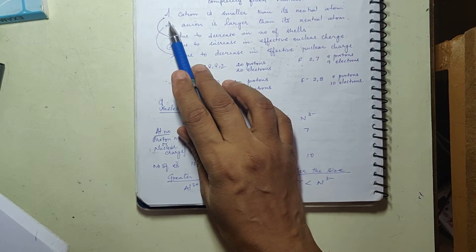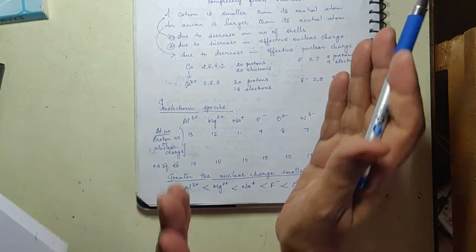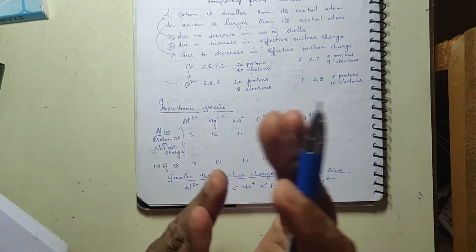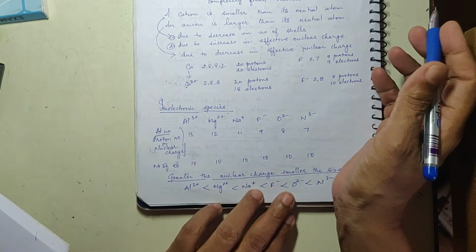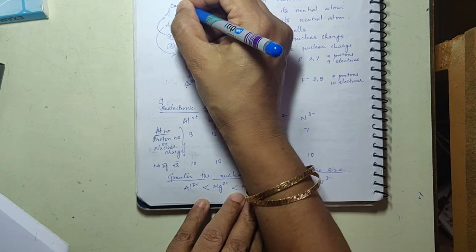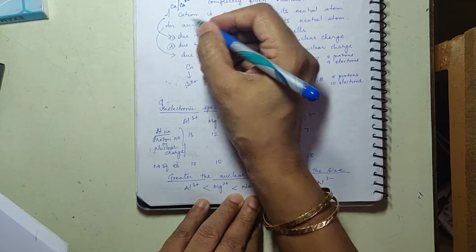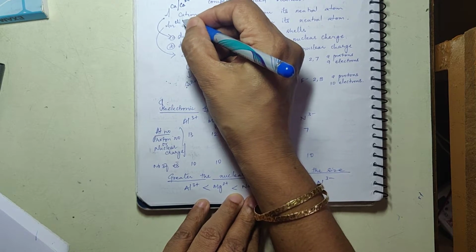Now consider an atom and its positively charged ion, and in the same way an atom and a negatively charged ion. Say, for example, you consider calcium and calcium 2+. In the same way you can consider, say, Cl and Cl-.